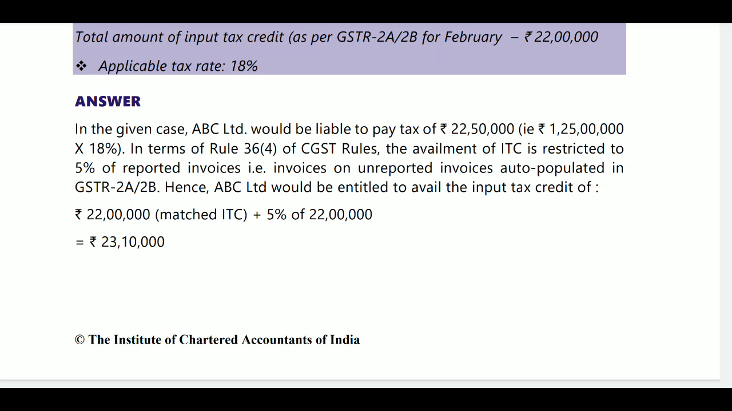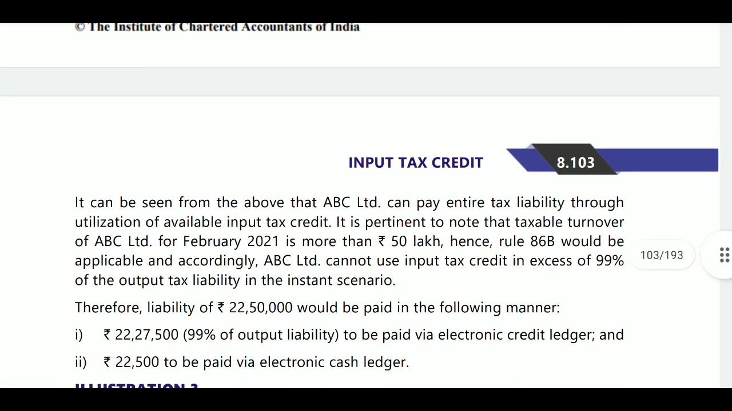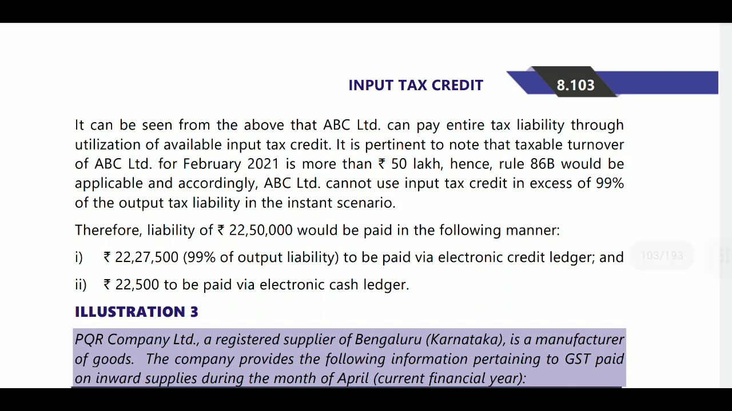But what is our tax liability? 22 lakhs 50,000. So we will utilize the full amount of 22 lakhs 50,000, no problem. Next, it can be seen from the above that ABC Limited can pay the entire tax liability through utilization of available input tax credit. It pertains to note that the taxable turnover of ABC Limited for February 2021 is more than 50 lakhs. So, when the turnover exceeds 50 lakhs, then Rule 86B will be applicable.